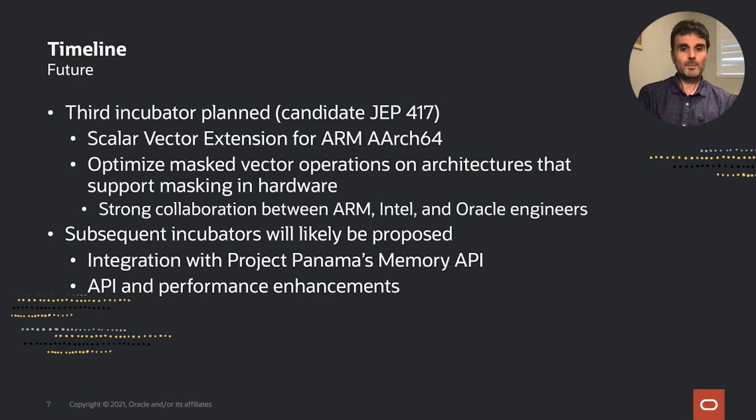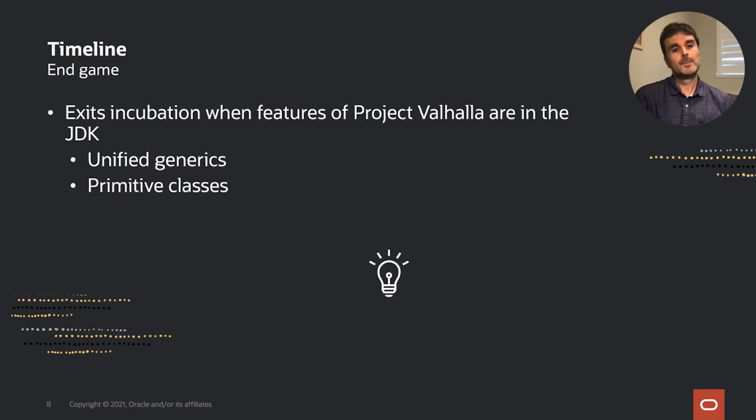We want to integrate with Panama's memory API for loading and storing, and there's likely to be other API and performance enhancements. I'll allude to some of those at the end when talking about Project Valhalla. Now, what's the end game here? We will keep incubating and enhancing the API, with the right to change it based on feedback, until certain features of Project Valhalla are in the JDK, primarily around unified generics and what we're currently calling primitive classes. We need these to make the API the API we would like. Again, I'll discuss that towards the end of the presentation.